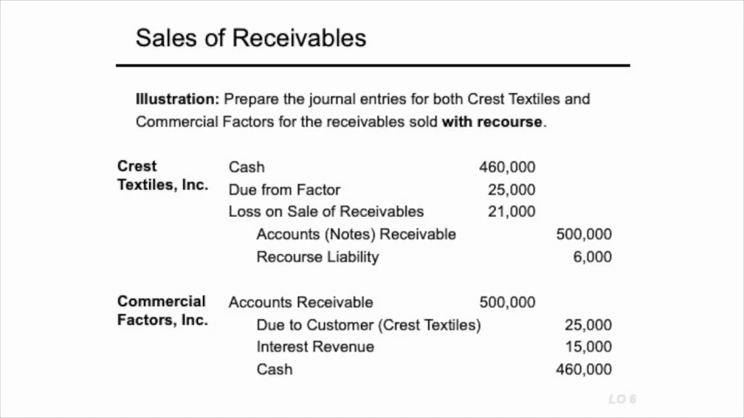Now, the journal entries for this when it's sold with recourse. So Crest Textiles gets cash of $460,000. There's the due from factor of $25,000. The loss now is $21,000 instead of just the finance charge. And they're taking out the receivable, and they record a liability for the potential recourse. That means this is the amount that's going to come back that they're going to have to pay extra on. So the liability is $6,000.